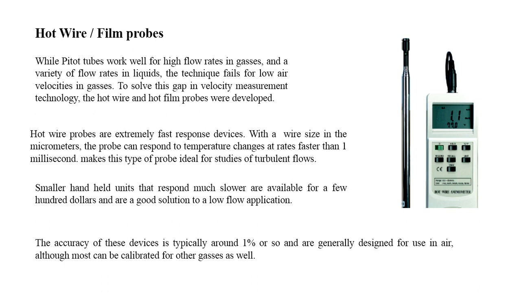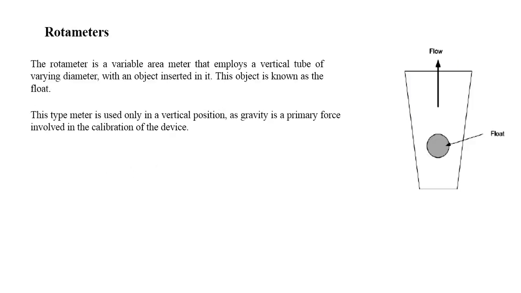Hot wire probes are extremely fast response devices. With a wire size in micrometers, the probe responds quickly to changes in temperature at a rate of 1 millisecond, which makes this type of probe ideal for the study of turbulent flows. Small handheld units respond much slower, are available for a few hundred dollars, and are a good solution for low flow rate applications. The accuracy of these devices is typically around 1% and they are generally designed for use with air flow rates or maybe calibrated for other gases.